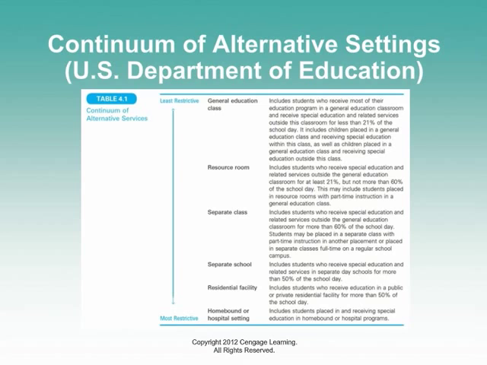And it's important to know how the United States Department of Education defines this continuum of alternative settings. What a gen ed classroom is, and that's the least restrictive, all the way to the most restrictive, which means homebound or hospital, where a student is placed in receiving special ed services at their home or in a hospital. It's just good to know the definitions of those.